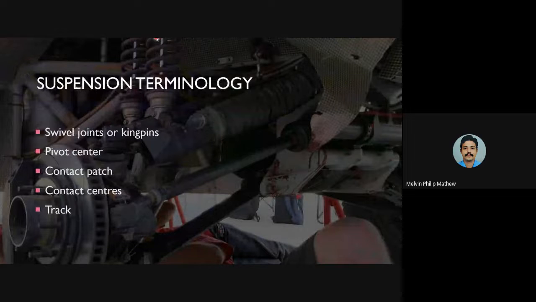Then some other terminologies that are present inside the suspension are swivel joints or kingpins, pivot center, contact patch, contact centers, and then track. So these are some of the other terminologies apart from caster, camber, and kingpin inclination. We'll be discussing each one.